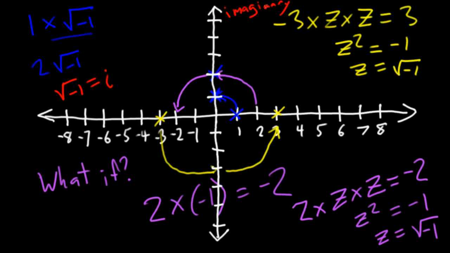This horizontal axis is called the real axis. And numbers that you're used to, positive and negative numbers, are called real numbers. Numbers that are on this vertical axis are called imaginary numbers.